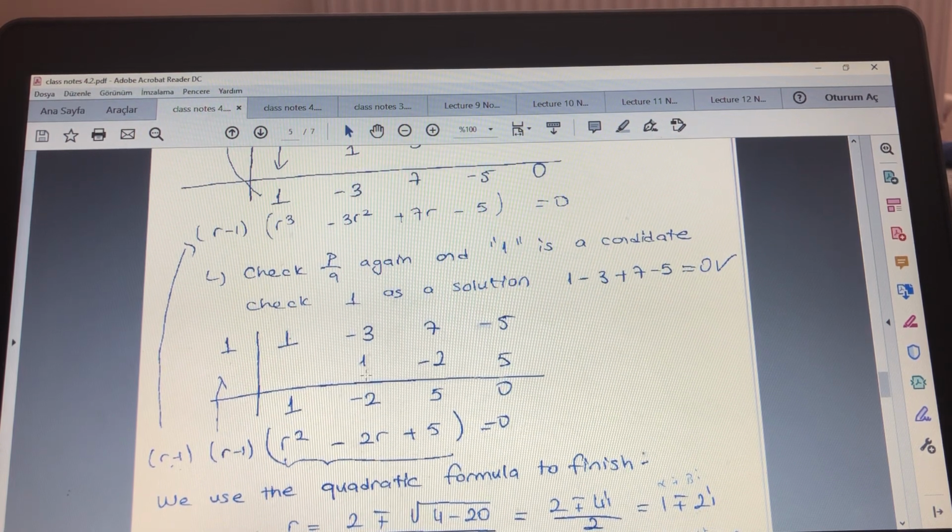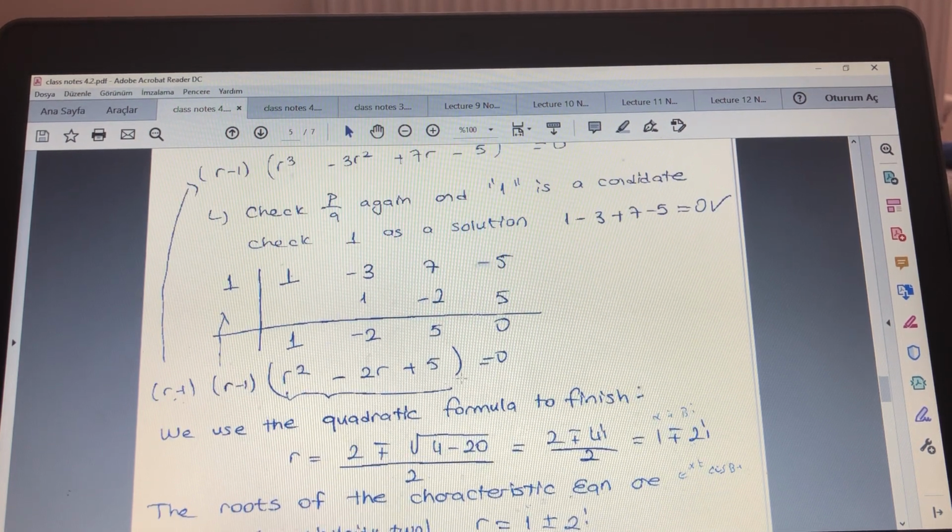1 times 1, 1. I add them, negative 2. Negative 2 times 1, negative 2. Add them, 5. 5 times 1, 5. Add them, 0. And now these are the coefficients of the remaining second order polynomial. It was fourth order at the beginning. Remember that. Then I found one factor, 1. I found the third order polynomial. I found another factor, 1. I found the second order polynomial right now. And that one is r squared minus 2r plus 5.